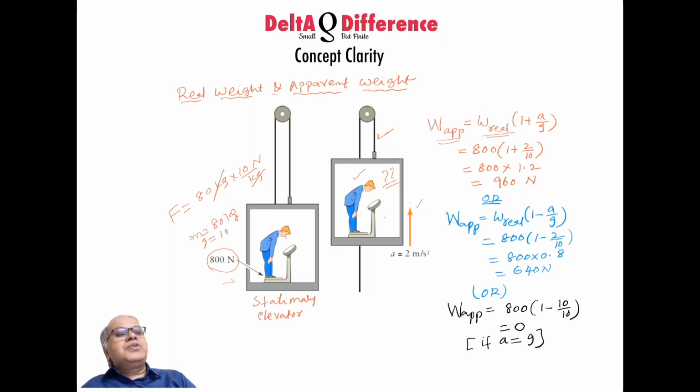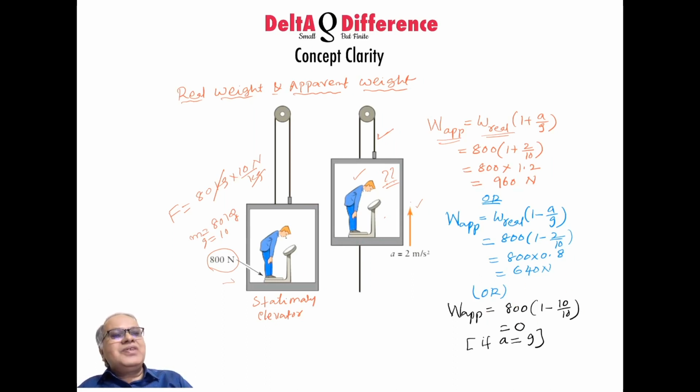Or supposing the same lift is coming down with the same acceleration downwards, with a equals 2 meters per second square, another formula is given, and that formula says W real into (1 minus a by g) is the apparent weight of the person. Once again substitute, you'll get 640 newtons, which is less than the true weight, the real weight, 800 newtons. Or if the lift is falling down with a equals g, that means it is coming down with 10 meters per second square, the apparent weight from the formula appears to be 0.